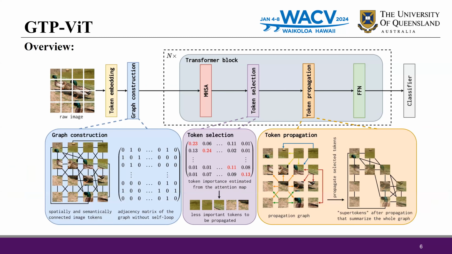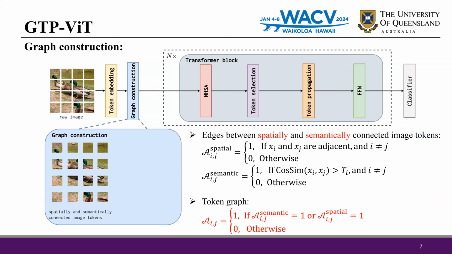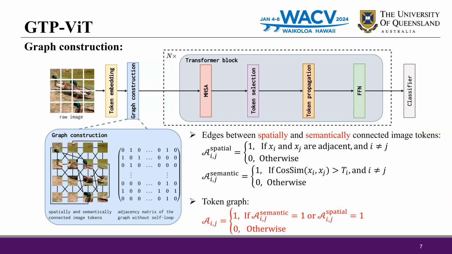To address the challenges of existing methods, we propose graph-based token propagation for efficient ViT. Here's the overview of our method. There are three major components in our solution. We first generate a token graph for the image tokens before sending them to the backbone. We add edges between the spatially and semantically connected image tokens. And this graph will be used for the subsequent token propagation in each layer.